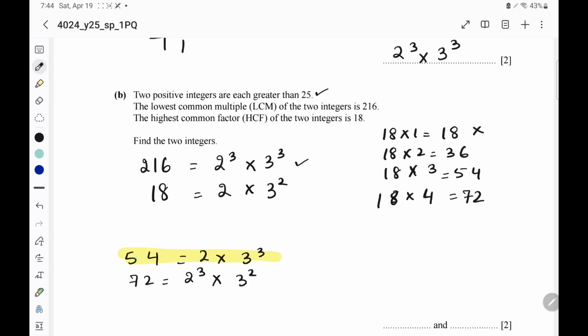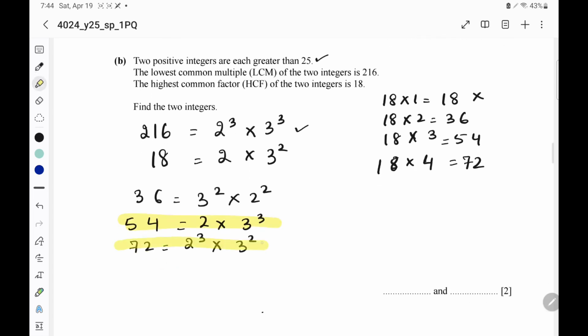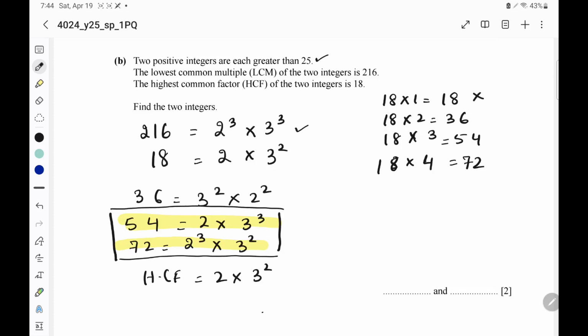I just write down here because you can compare it later as well. Try these two. HCF is 2 into 3 square. In HCF we take only the smaller powers. 2 is the smaller power and 3 square is the smaller power in these two. If we compare, 9 times 2 is 18. Alright, fine. Let's try LCM.